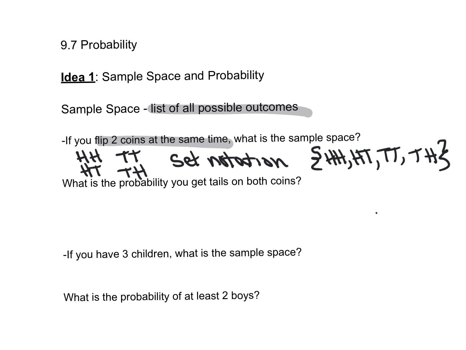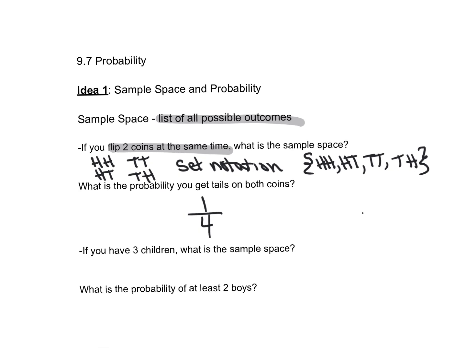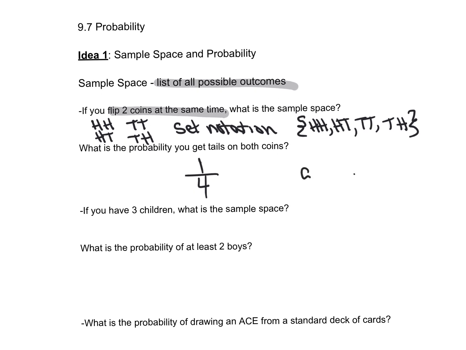And then what is the probability that you get tails on both? Well, there are 4 possible things in your sample space, and there is only one of them where both of them are tails. So it would be 1/4, and I believe everything in your WebAssign today is going to want simplified fractions.